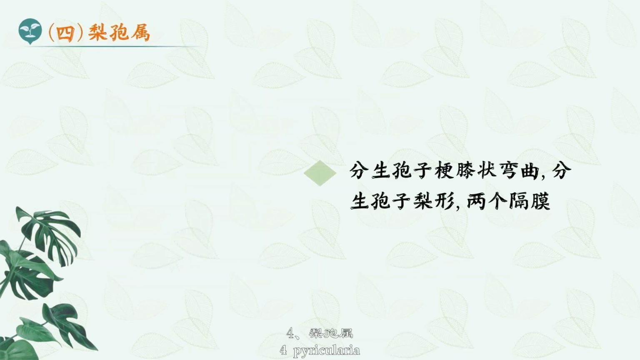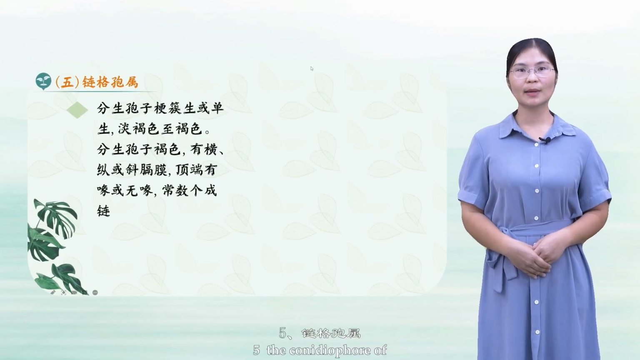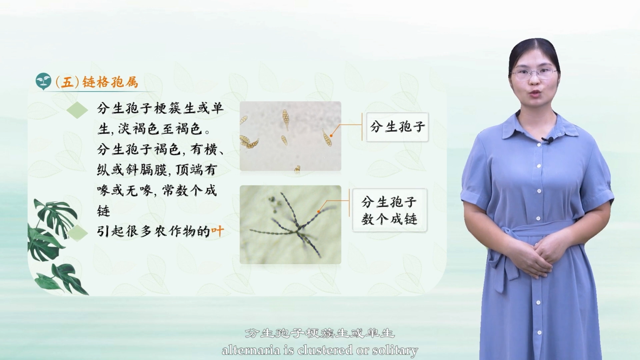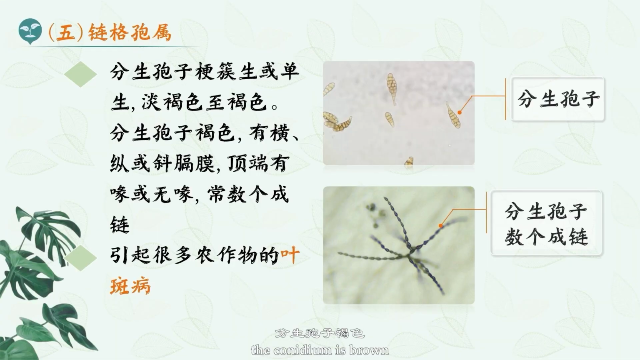4. Pyricularia. Conidiophores are geniculate. Conidium is pear-shaped, with 2 septa. It mainly causes rice blast. 5. The conidiophore of Alternaria is clustered or solitary, light brown to brown. The conidium is brown. It has a transverse, longitudinal, or oblique septum. The tip is beakless or beaked, often in several chains. It can cause leaf spot disease in many crops.